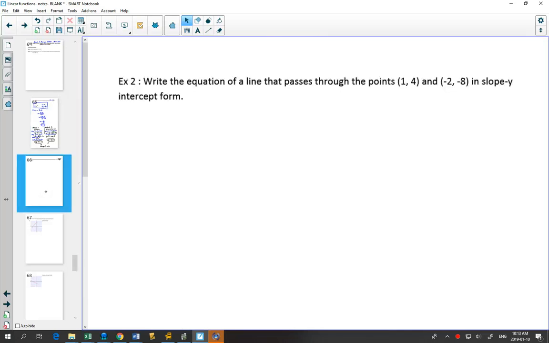So here's one for you to try. Write the equation of a line that passes through the points (1, 4) and (-2, -8). This time in slope-intercept form.